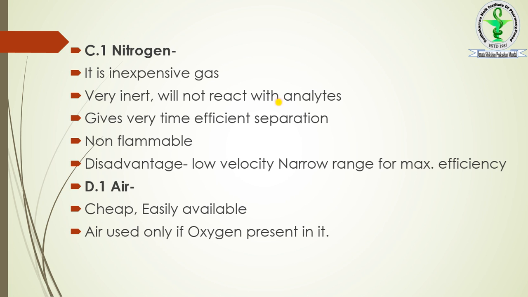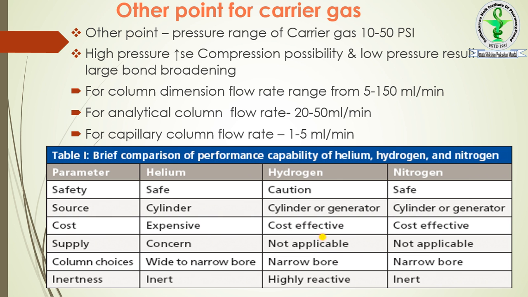Okay, the requirement, there is a chart, so we study about that chart. So other points are there, that how much pressure is required for the carrier gas. So the pressure range for carrier gas is 10 to 50 psi. हमें कम से कम क्या होनी चाहिए, 10 से 50 psi की प्रेशर होनी चाहिए. Then higher pressure increases the compression possibilities. अगर हाई प्रेशर रहेगा तो that increases the compression possibility, and low pressure results in large band broadening.